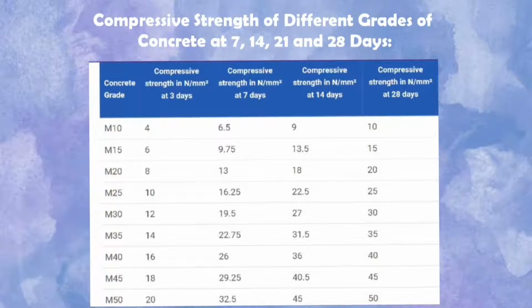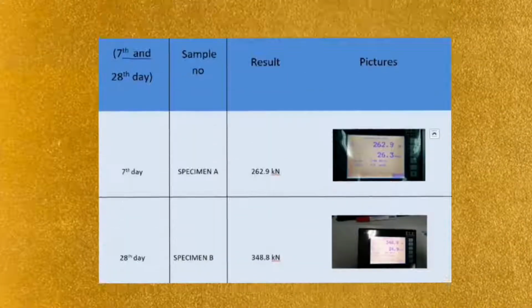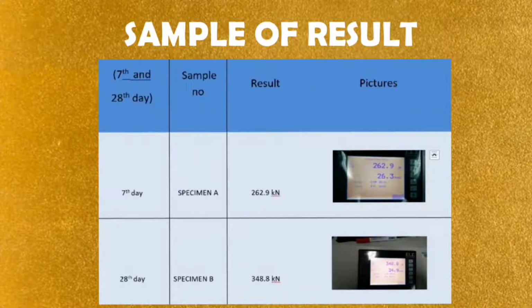This is the compressive strength of different grades of concrete at 7, 14, 21, and 28 days. You can read it on your own. This is a sample of the result for 7 and 28 days. Different days, a different result.